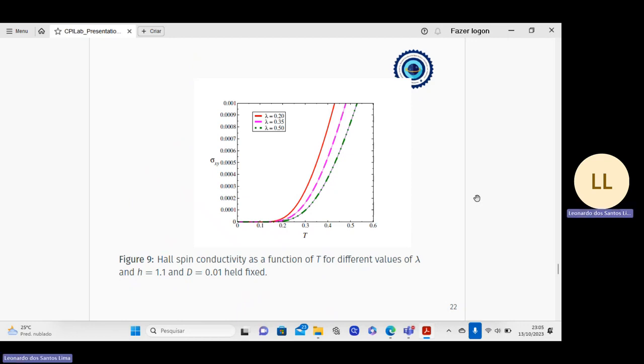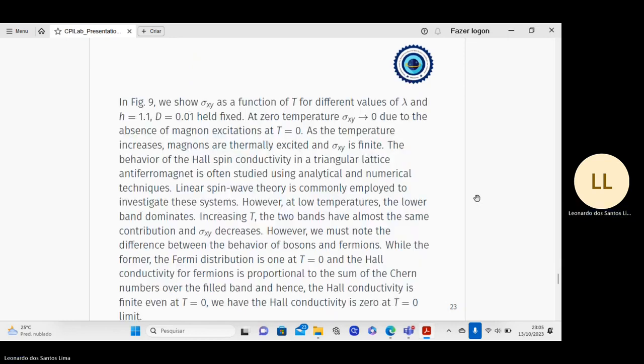In figure 9, I obtain the behavior of the spin Hall conductivity as a function of temperature for different values of lambda, the anisotropy of the system, for a value of external magnetic field held fixed and the Dzyaloshinskii-Moriya constant held fixed too. At zero temperature, the spin Hall conductivity tends to zero due to the absence of magnons at zero temperature. In contrast, as the temperature increases, magnons are thermally excited, and the spin Hall conductivity becomes finite.